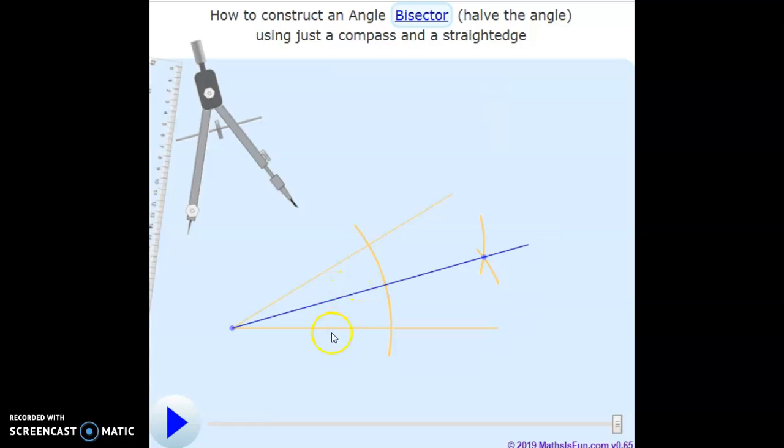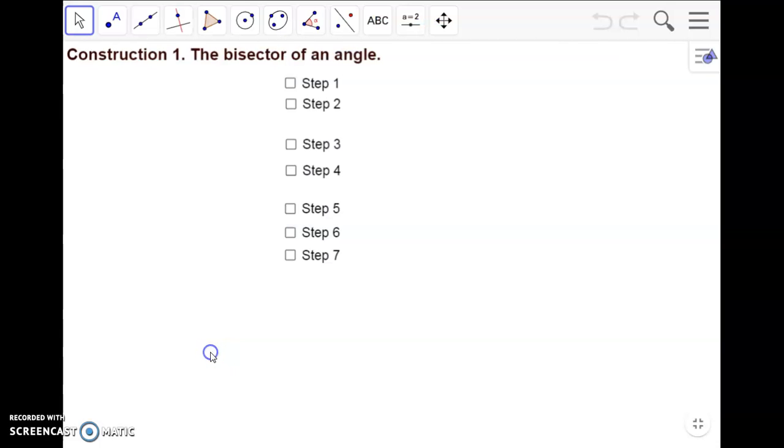A good way to check this is if we take out a protractor now, we'll be able to measure this angle and this angle, and we should see they're the same. So I'm going to go a little further and explain this more.